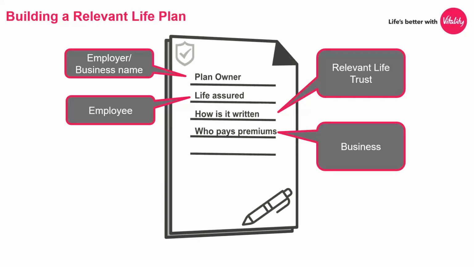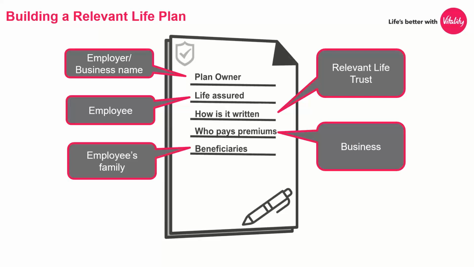Who pays a premium? Business, allowable business expense. Who's going to get benefit? It will be the beneficiaries that the life assured has nominated. So it's really good and it's simple to set up, and we can do all of this online. So there's not too much paperwork.